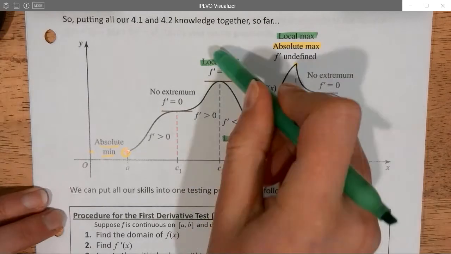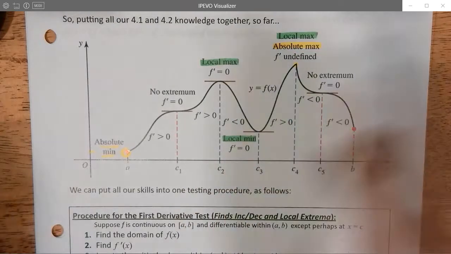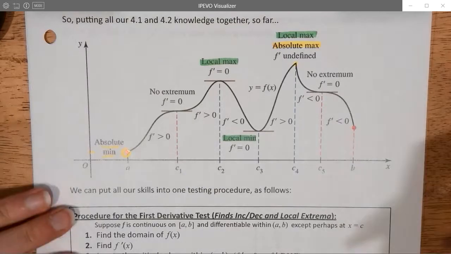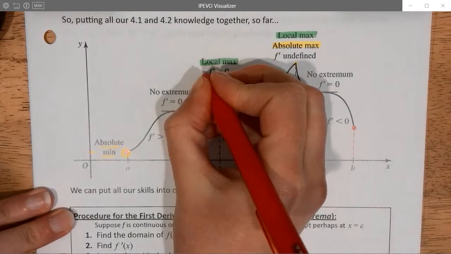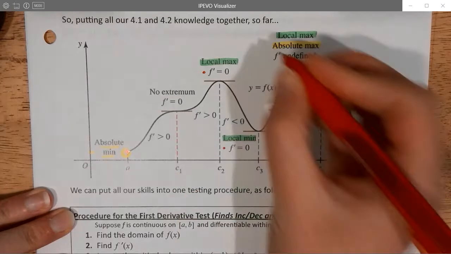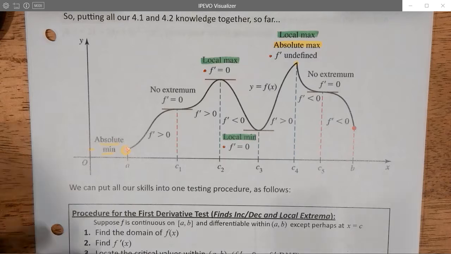Now, these 3 interior points were critical values, but they are critical values for different reasons. We have the first one that is a critical value where the derivative is equal to 0. Then we have a critical value again where the derivative equals 0, and then we have a critical value where the derivative is undefined.